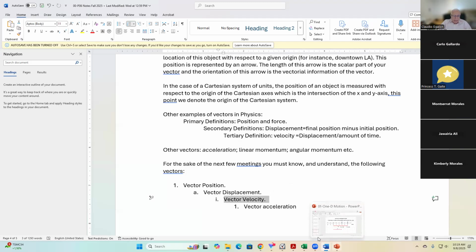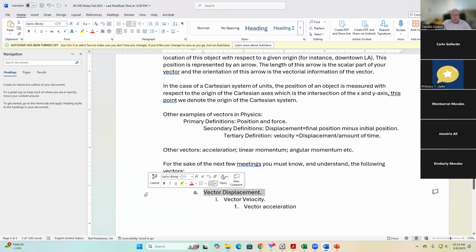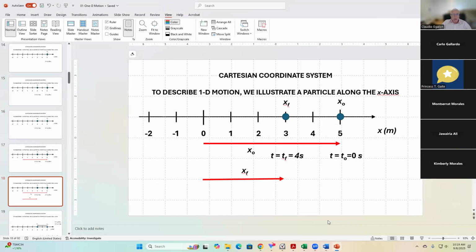So let's start with the vector displacement, right? You already know how we denote a vector. A vector is denoted by an arrow.